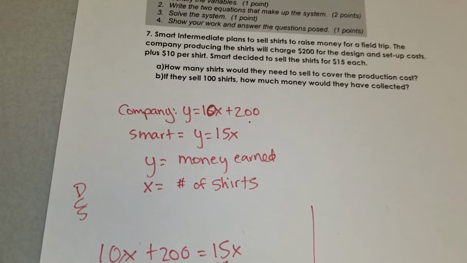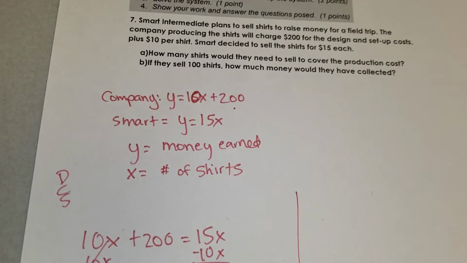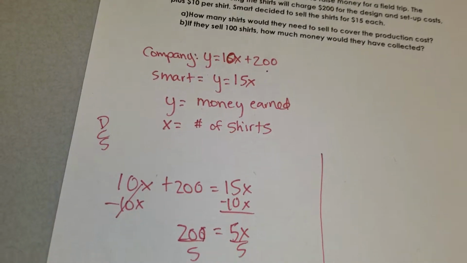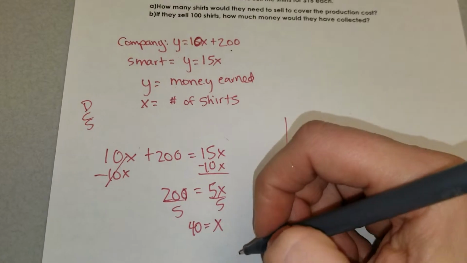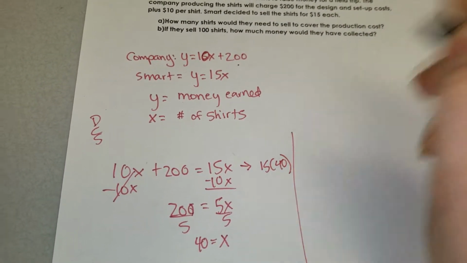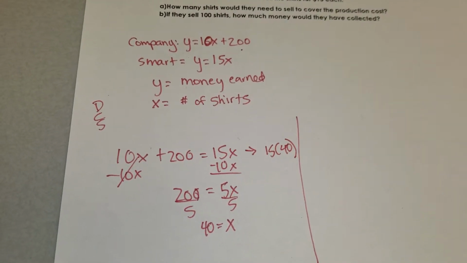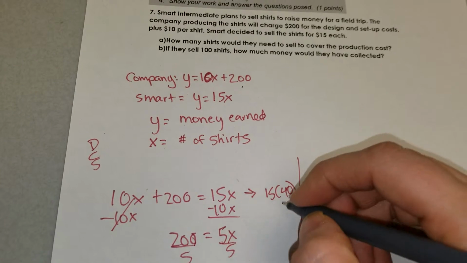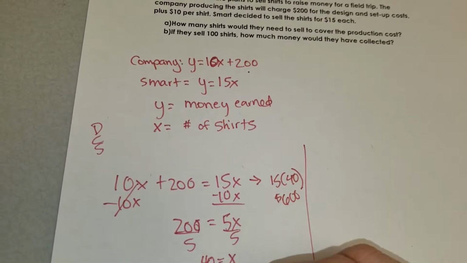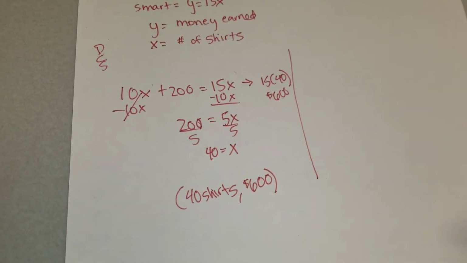X equals 40. So when they sell 40 shirts, they would have paid for production cost, and they would have had, so 15 times 40, that one I type in the calculator, 600, okay? So at 40 shirts, they've made $600 and they've broken even, okay?